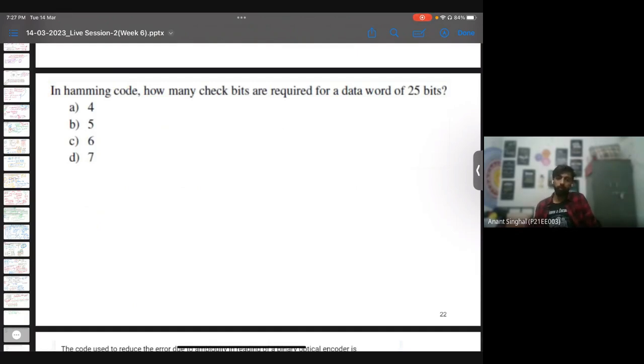You can check it by yourself also. You can try this question. This is a basic question which just requires the knowledge of the basic Hamming code equation. It says: how many check bits are required for a data word of 25 bits?